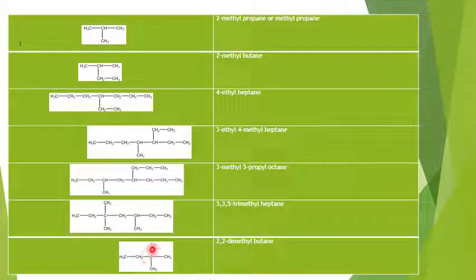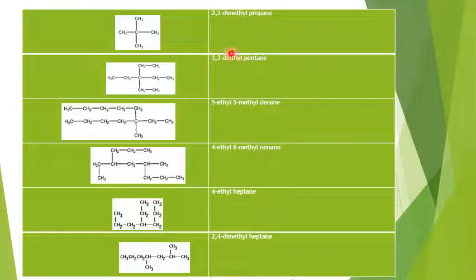So in this one up here, we had to say 3, 3, 5. This one you have to say 2, 2-dimethyl. Okay, so even though they come off the same carbon, and it might seem redundant to say 2 twice, okay, you have to say it.